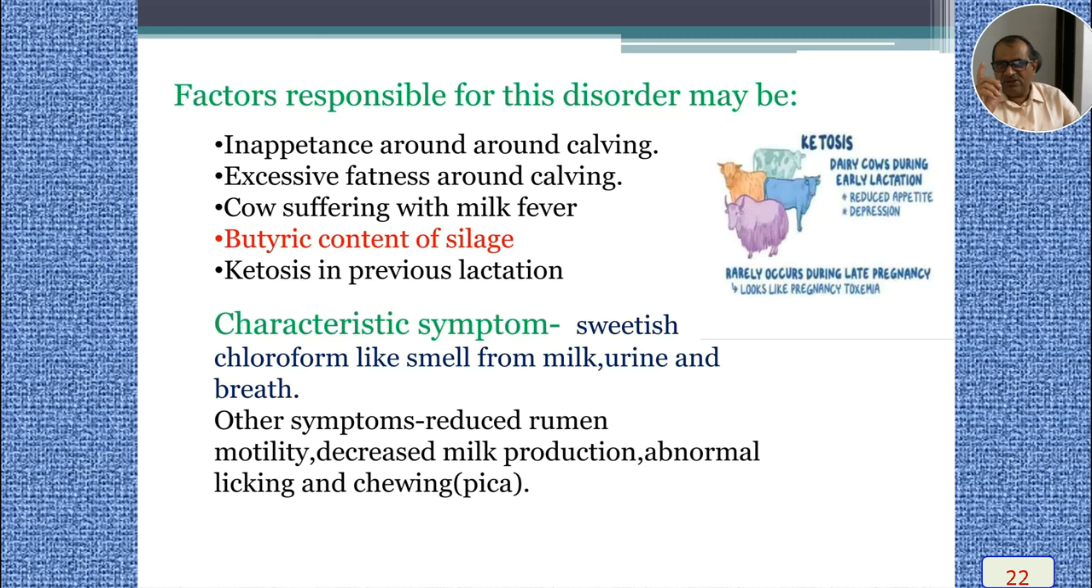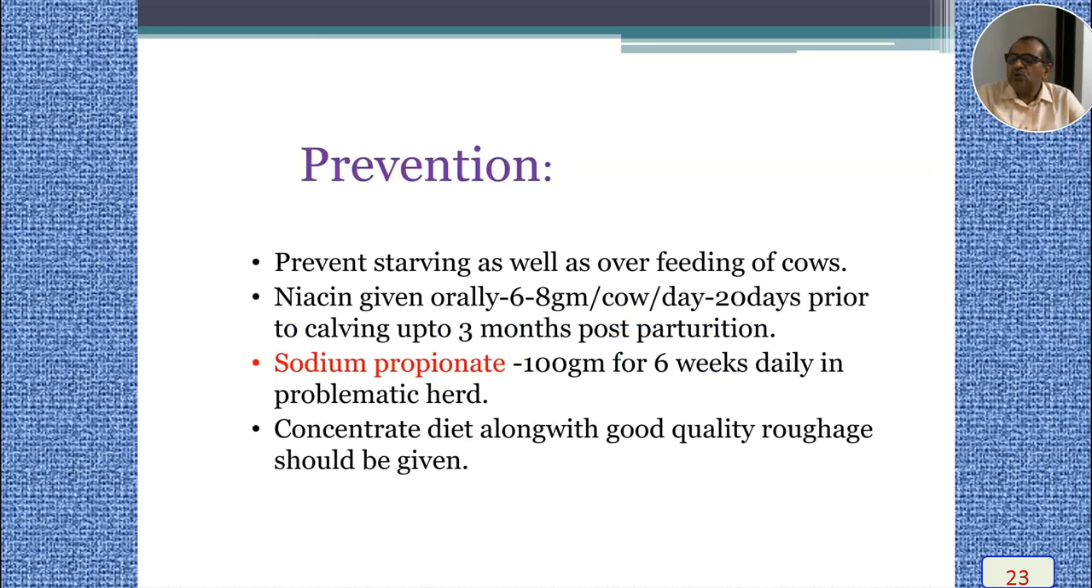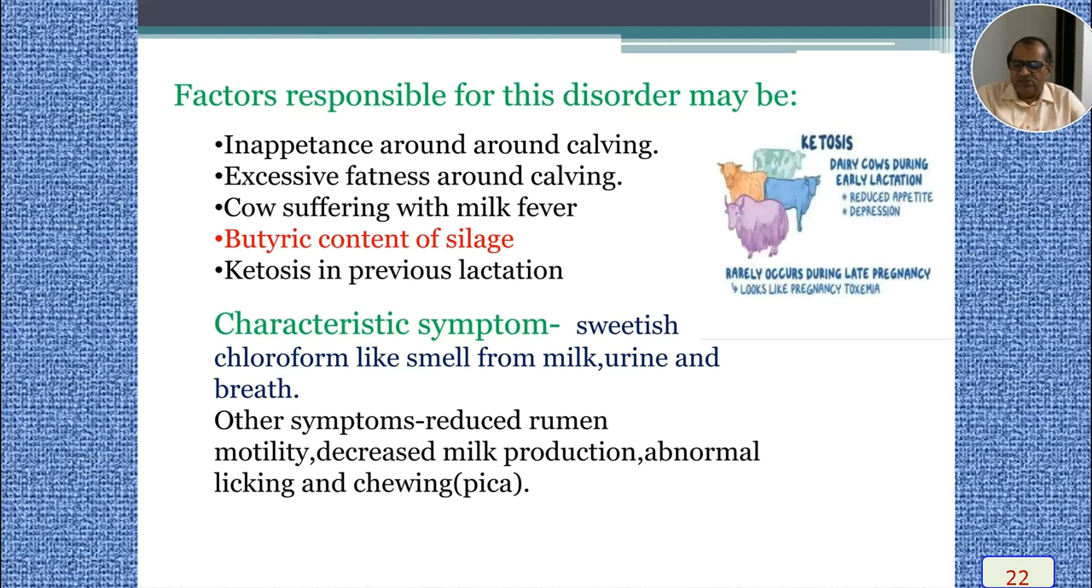And because they are not going to consume the concentrate, more and more propionic acid is needed by the animal, and there is a lack of glucose, and this is going to cause increased acetyl CoA. Then propionic acid and beta hydroxybutyric acid are the two end products, and because of this, there is reduced rumen motility, decreased milk production, and abnormal licking and chewing, and many times the CNS form of the ketosis is also noticed, and it is not an easy job whenever an animal succumbs to ketosis.